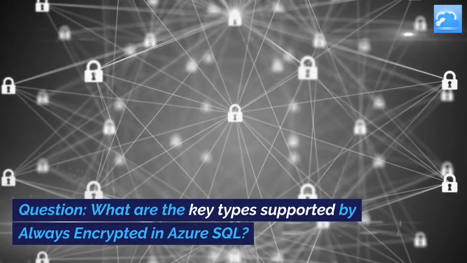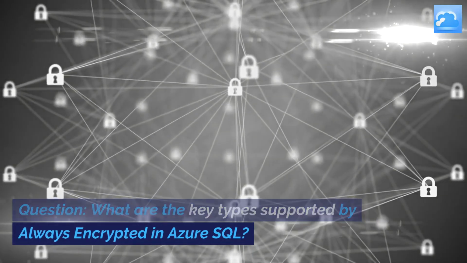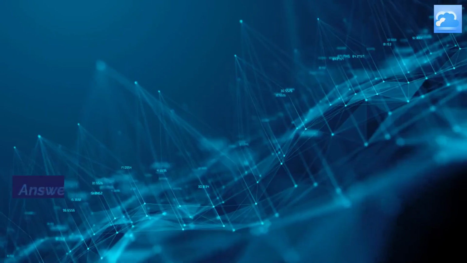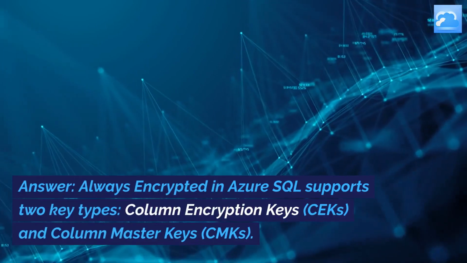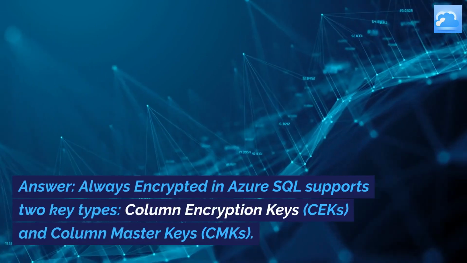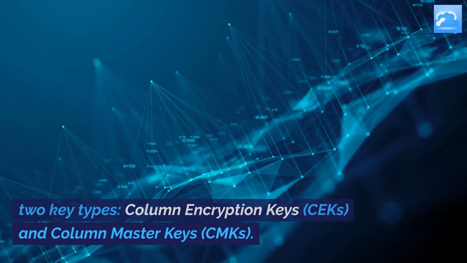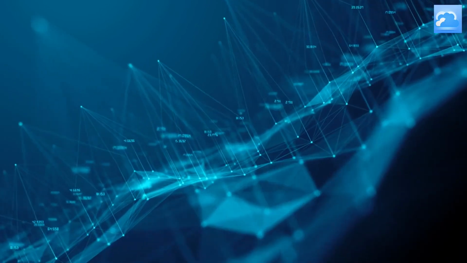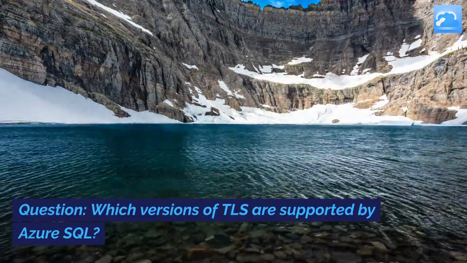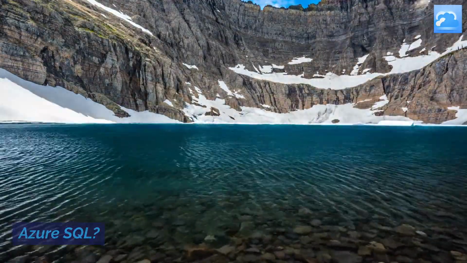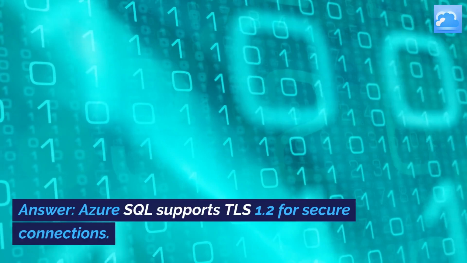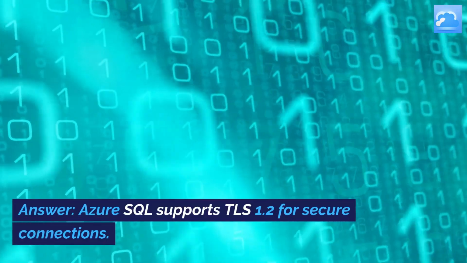Question: what are the key types supported by Always Encrypted in Azure SQL? Answer: Always Encrypted in Azure SQL supports two key types, column encryption keys, CEKs, and column master keys, CMKs. Question: which versions of TLS are supported by Azure SQL? Answer: Azure SQL supports TLS 1.2 for secure connections.